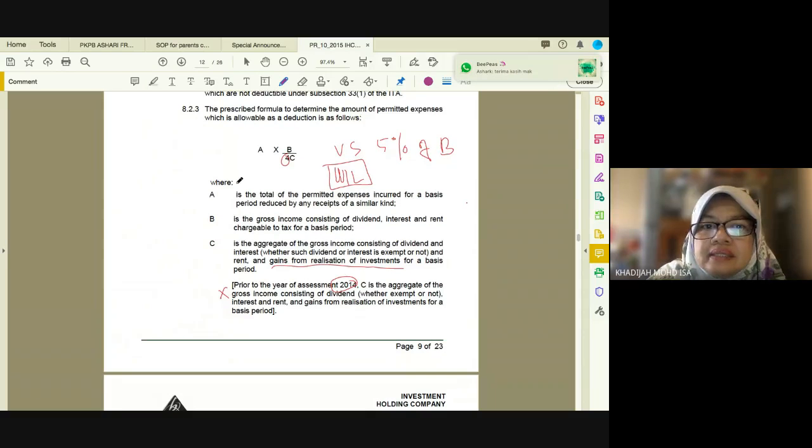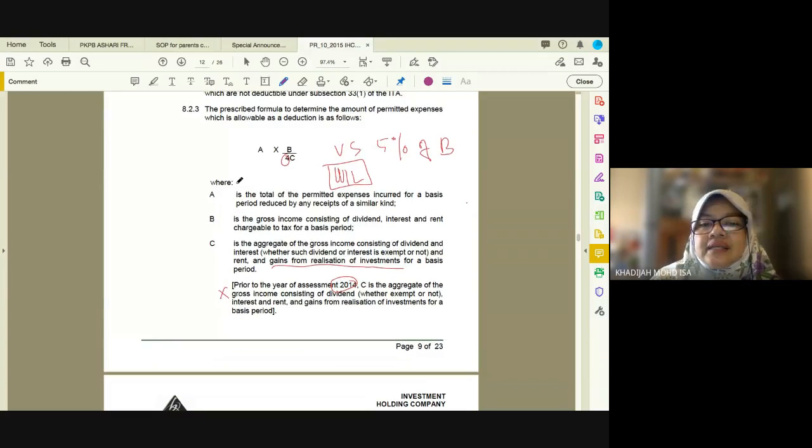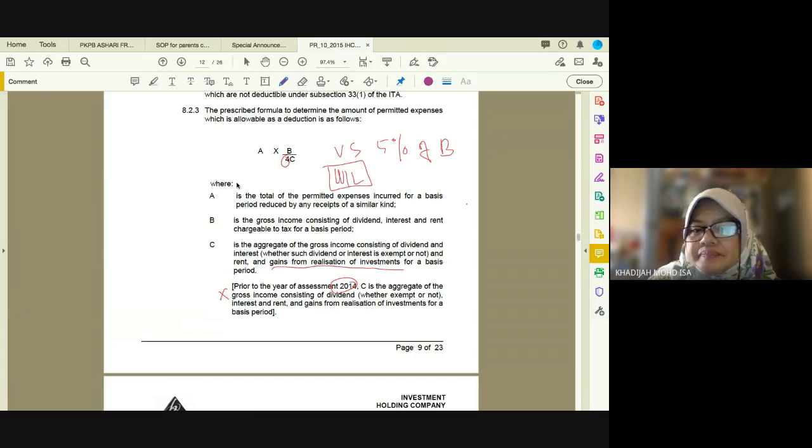And C is the aggregate of the gross income consisting of dividend and interest, whether such dividend or interest is exempt or not, and rental and gains, gains from realization of investment for a basis period. What are the gains from a realization of investment? How do you see this income? What do you mean by realization of investment?